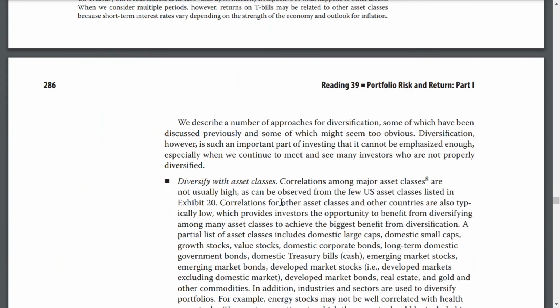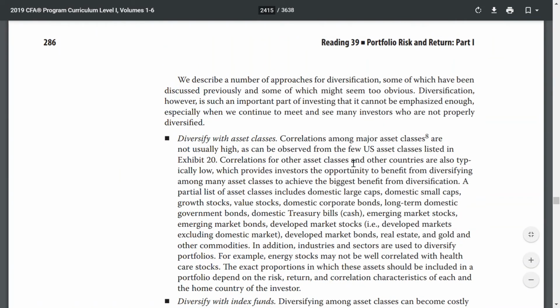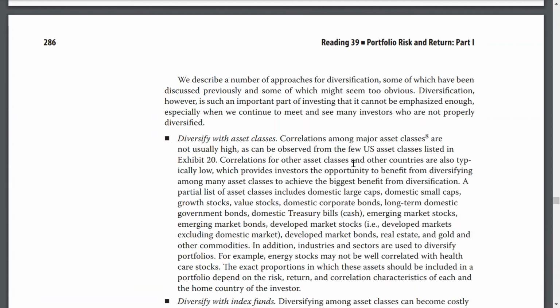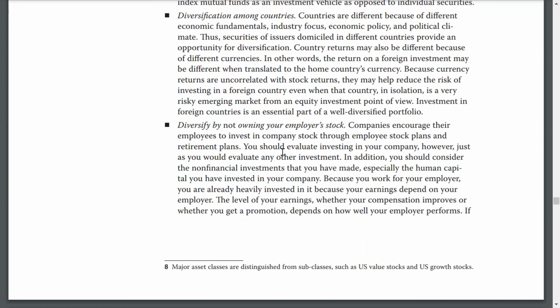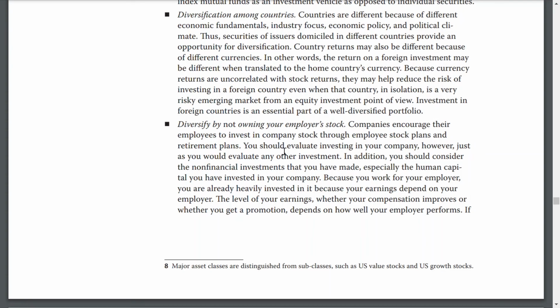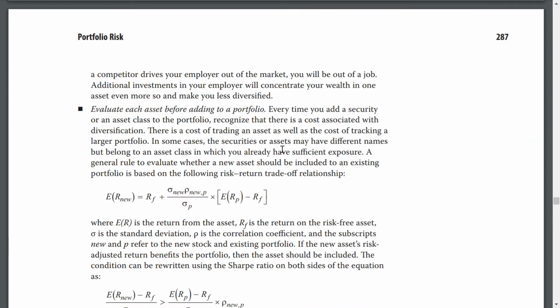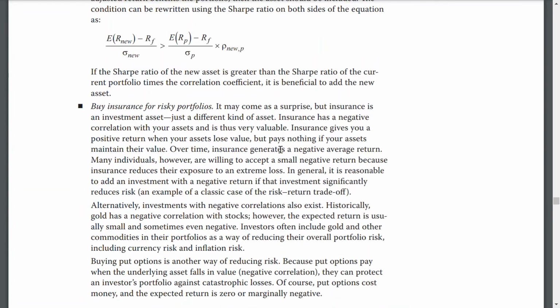We describe a number of approaches to diversification, some of which have been discussed previously, and some of which might seem too obvious. Diversification, however, is such an important part of investing that it cannot be emphasized enough, especially when we continue to meet and see many investors who are not properly diversified. Diversify with asset classes, diversify with index funds, diversify among countries, diversify by not owning your employer's stock. Evaluate each asset before adding it to the portfolio. Buy insurance for risky portfolios.